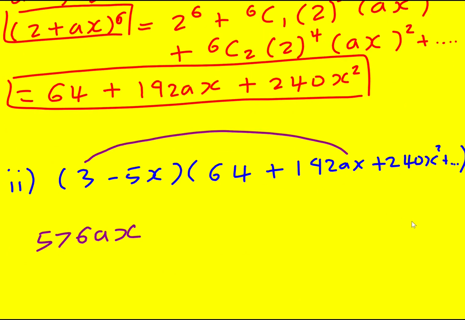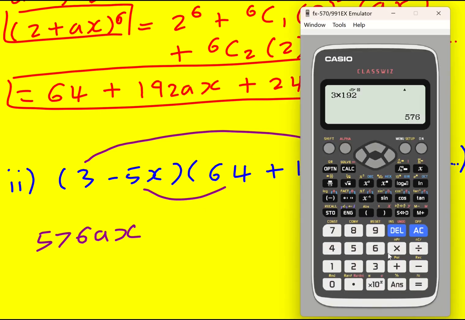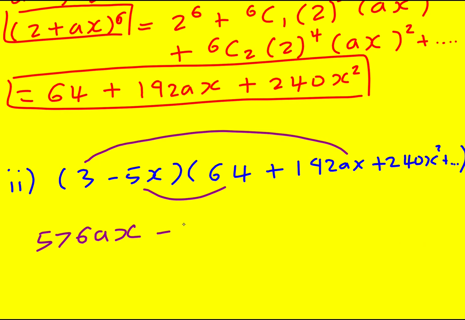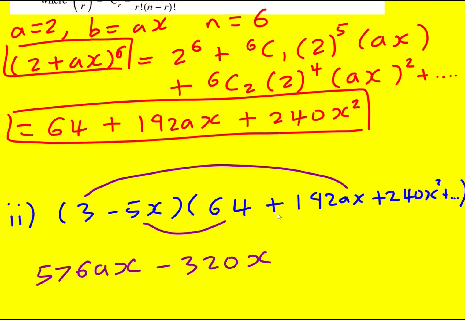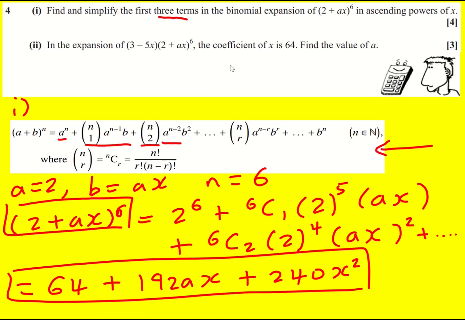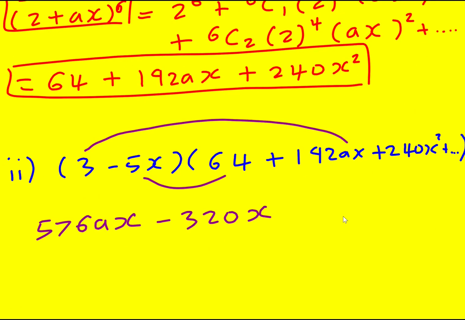I don't need any more terms, but I also don't even need this x squared term because there's no way I can multiply this x squared term by anything over here to get an x. But what I can do is do minus 5x times 64. That's going to be minus 320. So those are the two ways that I can multiply this expansion together to get a coefficient of x. And we're told that it is 64. So I can set that equal to 64.